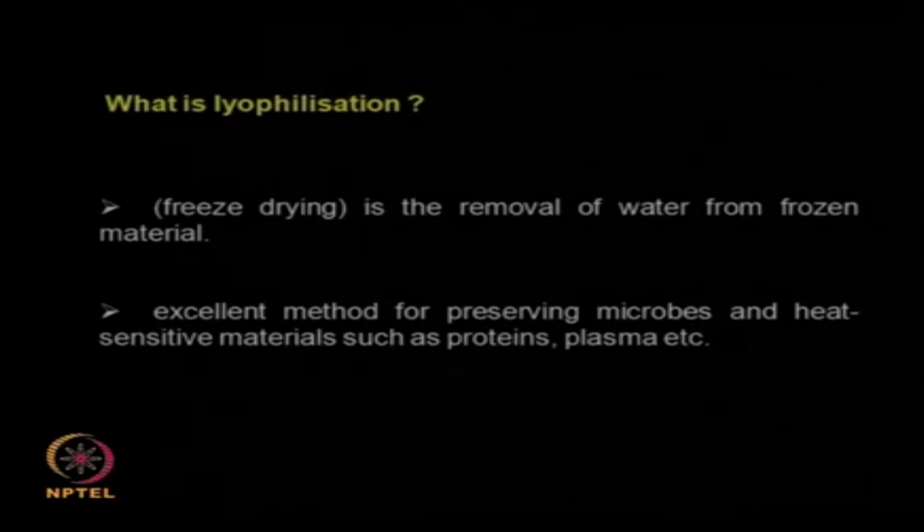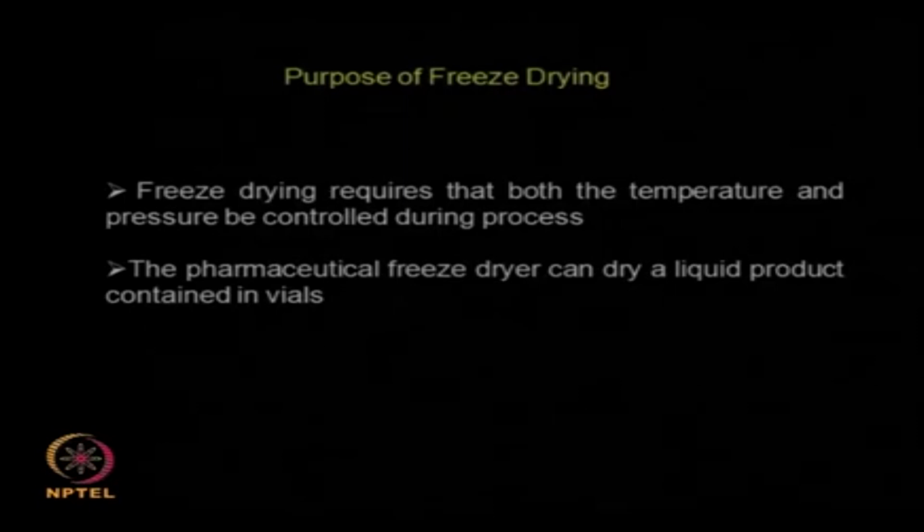So what do you do in a freeze drying? You cool it sufficiently so that everything gets frozen including the water, and then you reduce the pressure or increase the temperature so that ice directly goes into vapor, it does not become the liquid. So it is a very good method for preserving microbes, heat sensitive materials such as proteins, plasma, for example blood plasma, nothing like doing a freeze drying. So in a freeze drying we control both temperature and pressure.